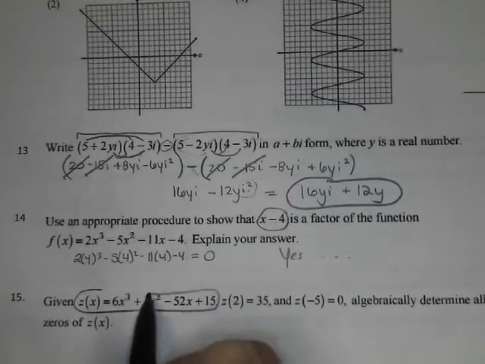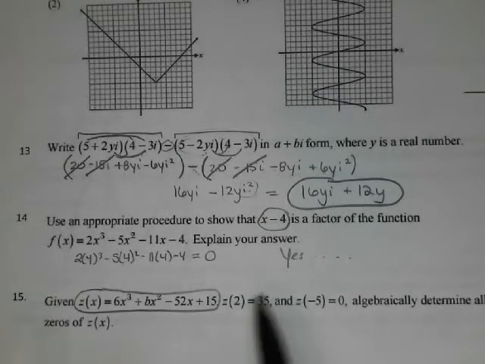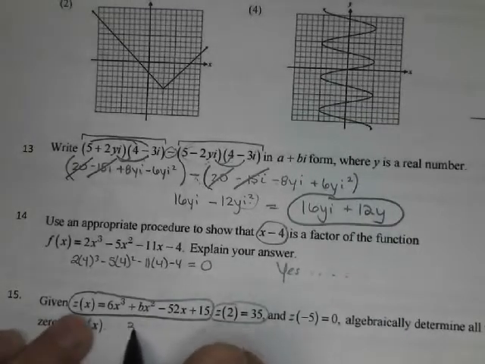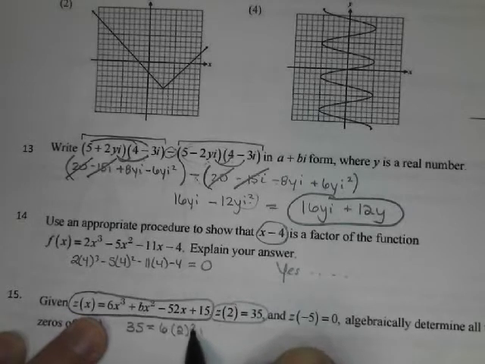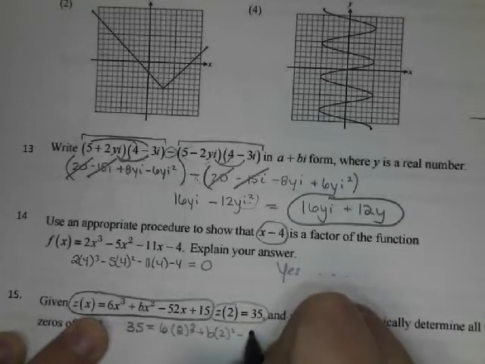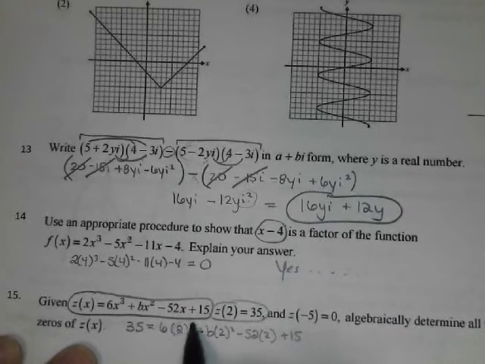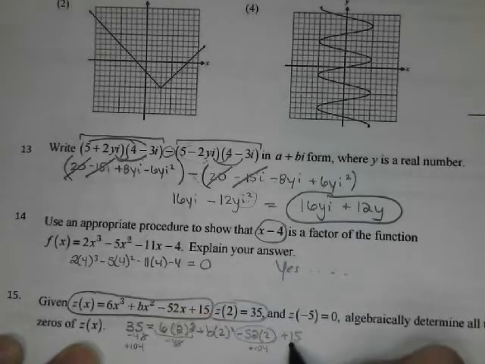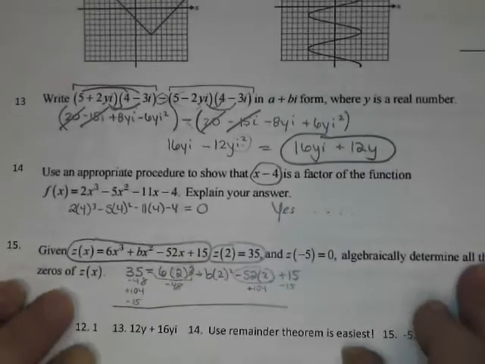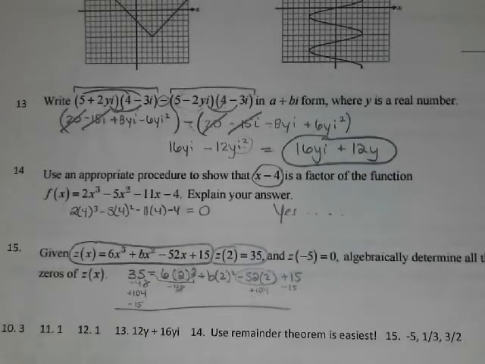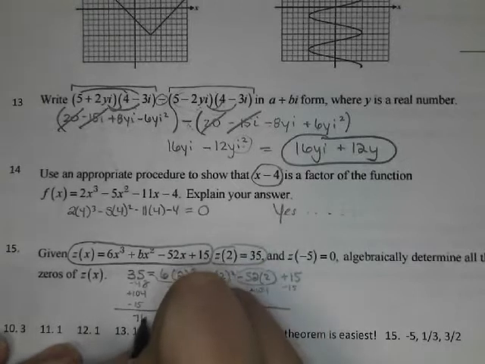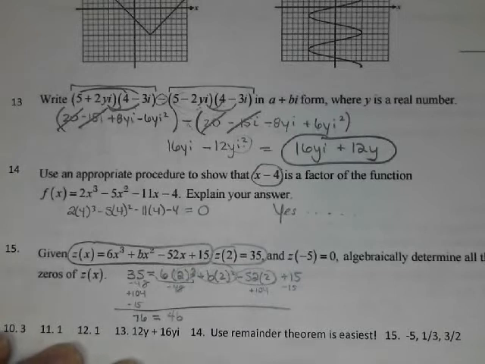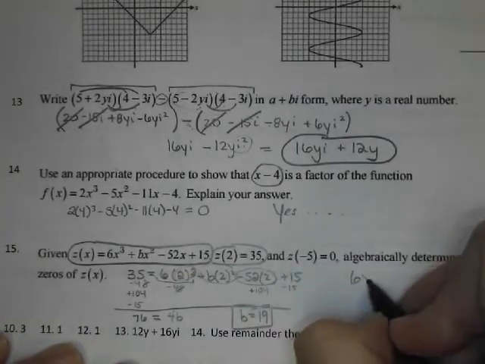This next one gives us a function. Noticeably missing is b. But they give us a point on the function that's supposed to work. So right off the bat, I can plug in an x of 2 and a y of 35, and I can find b. So I'm going to do that first. So 35 equals 6 times 2 cubed plus b times 2 squared minus 52 times 2 plus 15. This is 8 times 6. This is a 48, so I'm going to subtract 48 over. This is a negative 104, so I'm going to add 104 over. Plus 15, I'm going to subtract 15 over. So on the left, 35 minus 48 plus 104 minus 15 gives me 76. And that's just 4b. Divide both sides by 4, and b equals 19. So my function is now this.